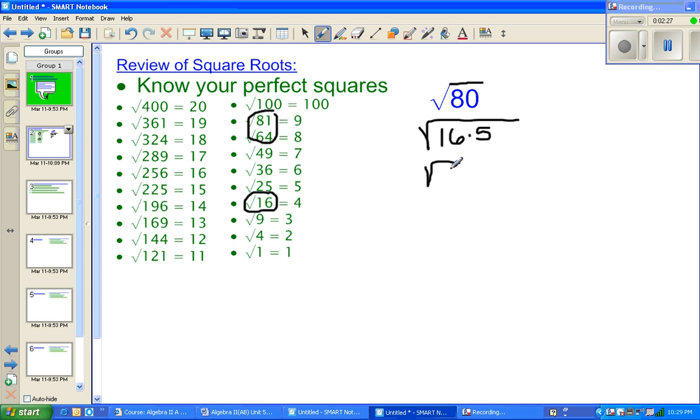And using our properties of radicals, we're going to call that the square root of 16 times the square root of 5, because the square root of a product is the product of the square roots. And then this is where it's going to come into play. The square root of 16 is 4, so we get 4 square root of 5. So 4 square root of 5 is the simplest radical form for the square root of 80. You're going to need to be able to simplify your radicals, which you learned how to do in Algebra 1, but I just wanted to go over it with you one more time.